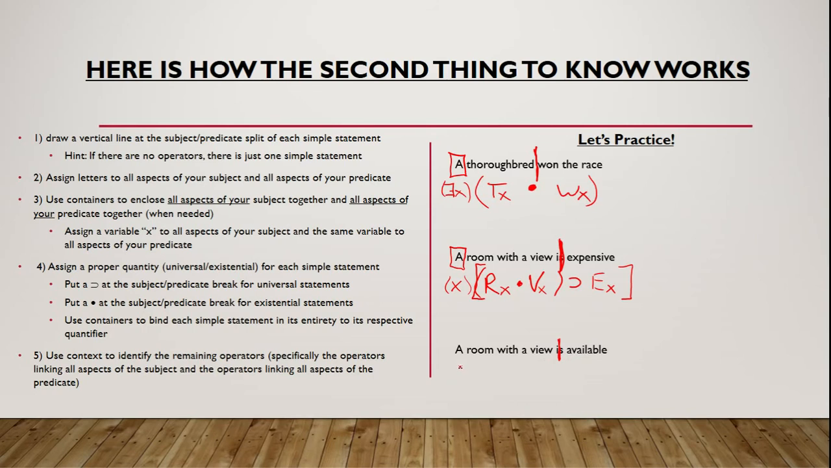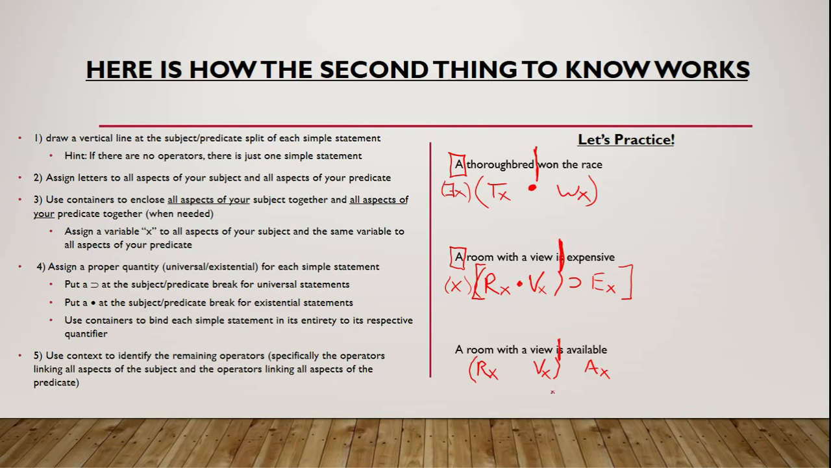Step 2, assign letters to all aspects of your subject and all aspects of your predicate. So we need to go, it's R for room, V for view, and A for available. Step 3, use containers to enclose all aspects of your subject together and all aspects of your predicate together. So we're going to enclose all aspects of our subject, the room and view, together. The predicate is just available, so we're going to leave that by itself. Step 4, assign a variable x to all aspects of your subject and the same variable to all aspects of your predicate.